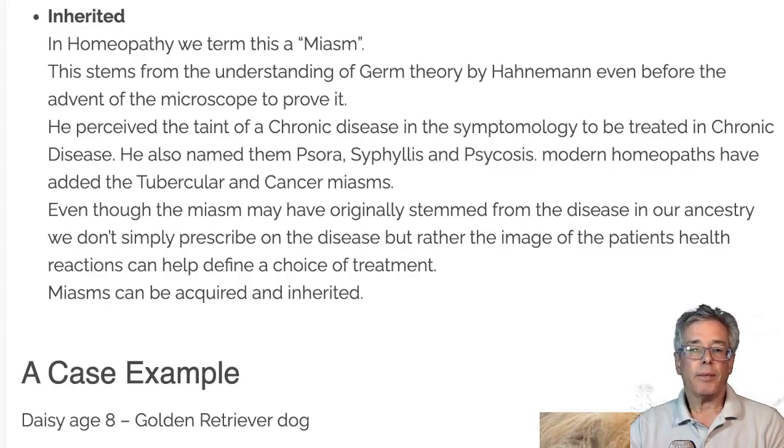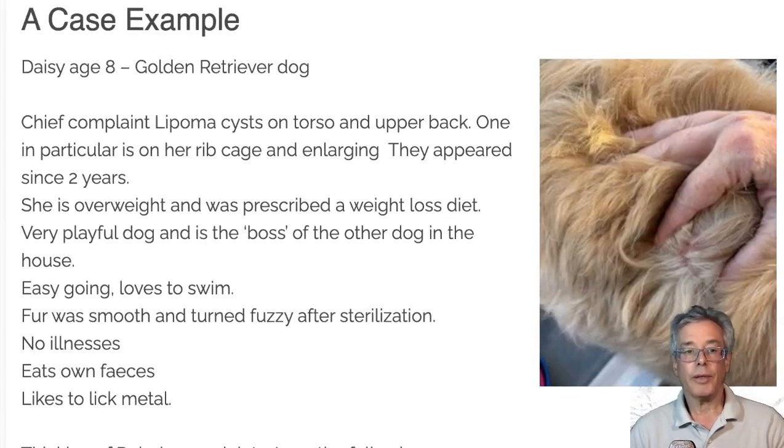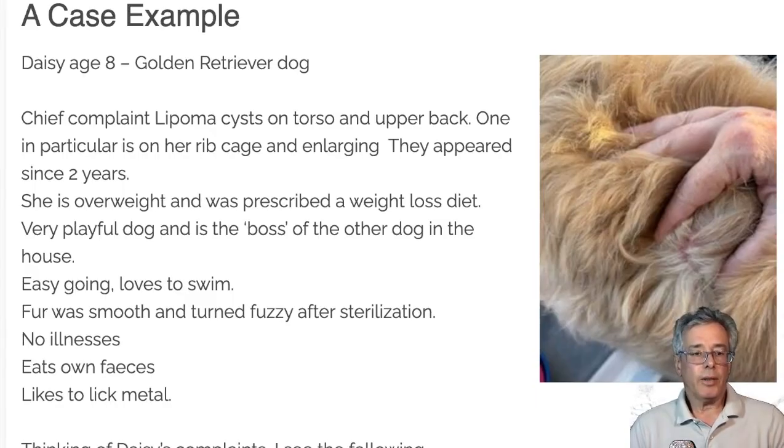So here's a case example to illustrate how a homeopath views disease. This was a dog, a golden retriever, Daisy, named, lovely name, age 8. So the owner wrote me, and we had a short conversation. It took only about 15 minutes to take the case, and then we communicated by email after that. So the chief complaint was lipoma cysts on Daisy's torso and upper back. One in particular on the rib cage has been enlarging. They appeared 2 years ago.